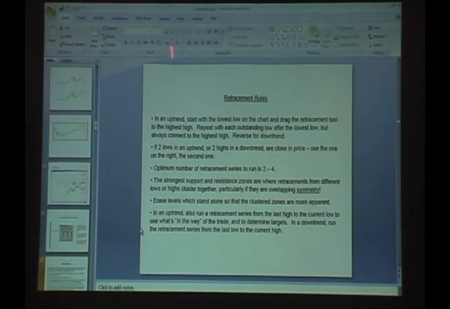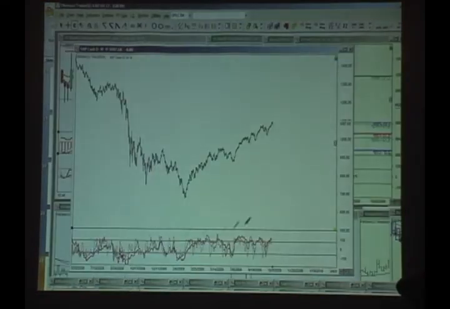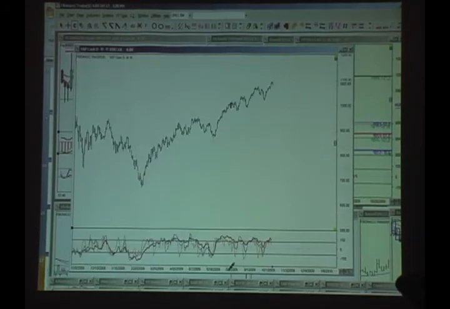Retracement rules. In an uptrend, and again, I'm sorry if this is too slow for some people, but I know we all want to be on the same page. Uptrend: start with the lowest low on the chart and drag the retracement tool to the highest high. Repeat with each outstanding low after the lowest low. In other words, you have higher lows, but always connect to the highest high. Reverse for downtrend. All I'm saying there, and I won't go into a whole big demonstration, but this is kind of counter to what a lot of people do with this stuff.